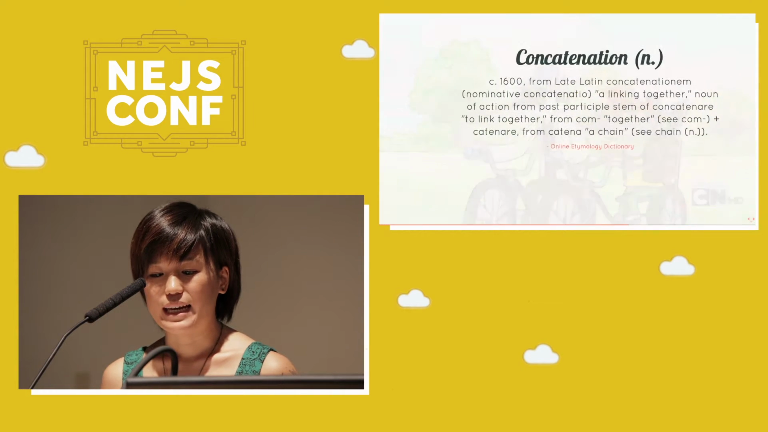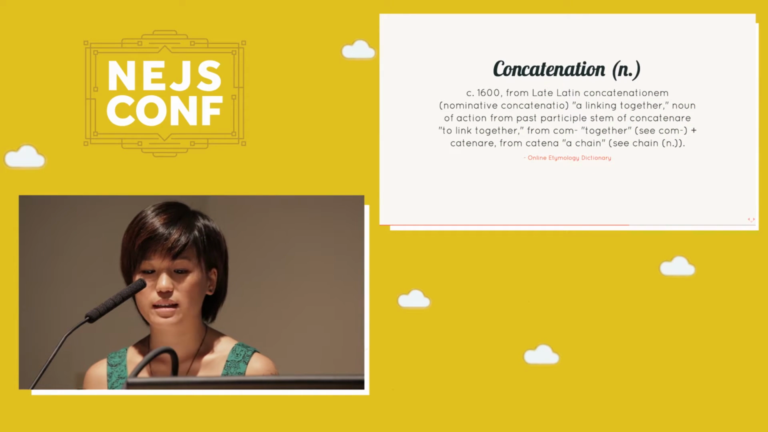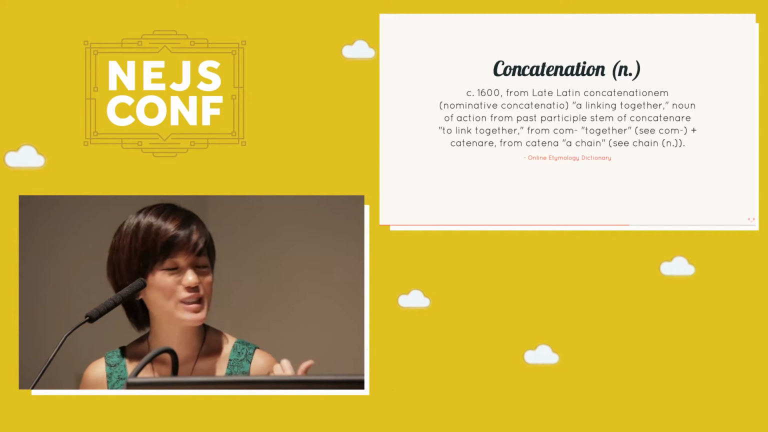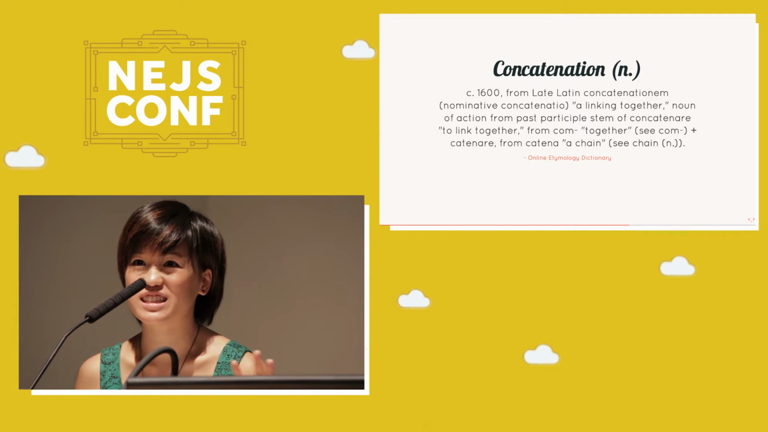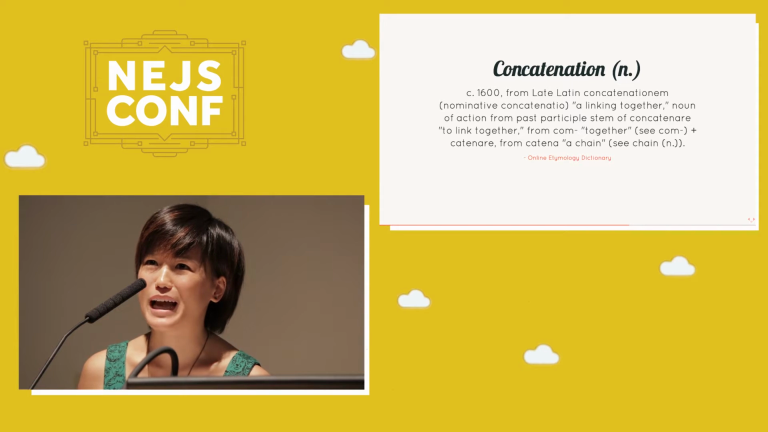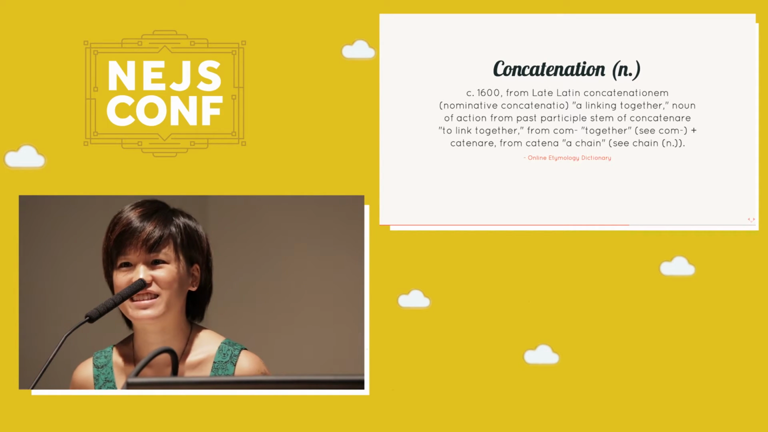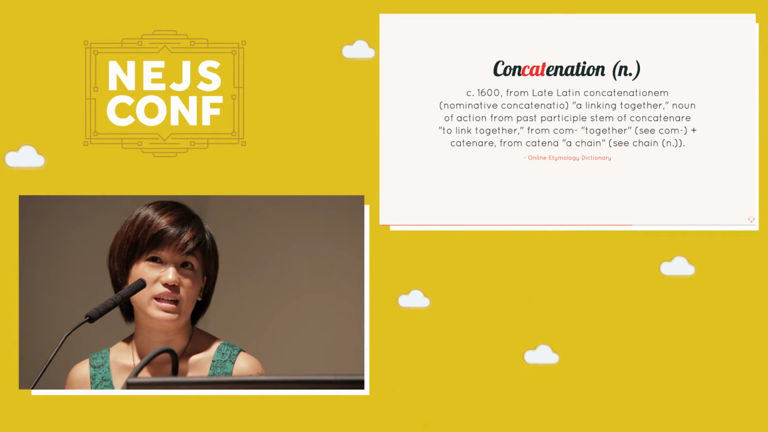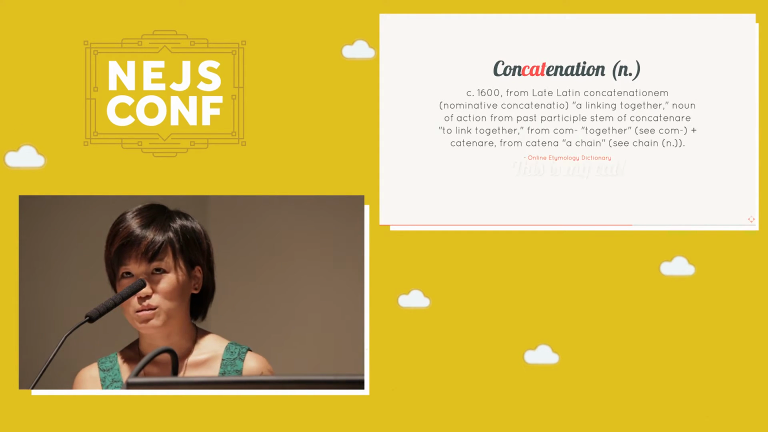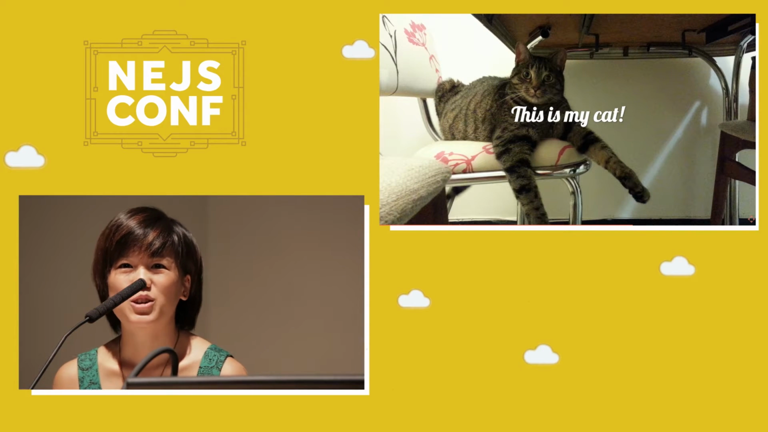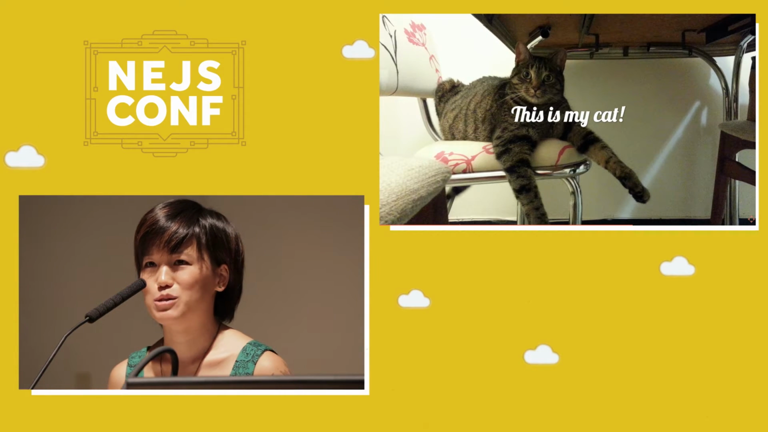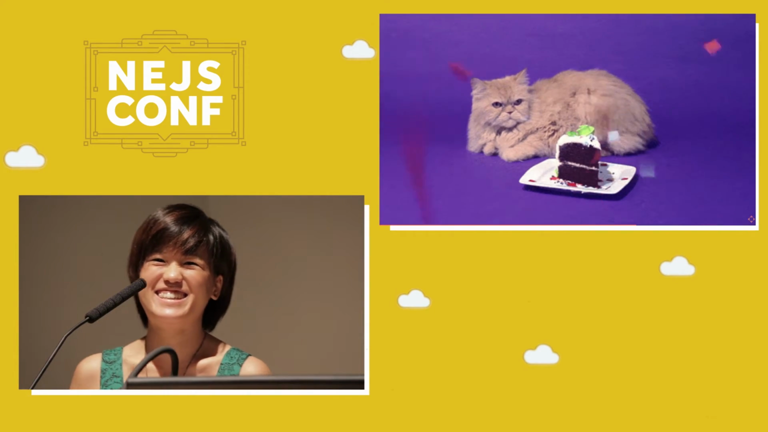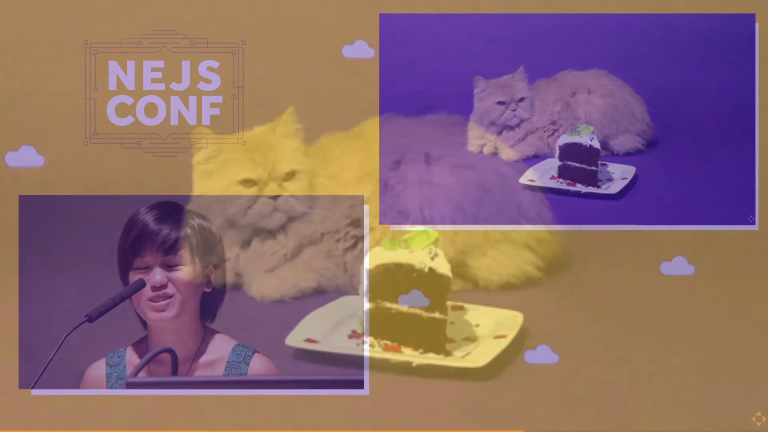Okay, next up is concatenation. Concatenation refers to a linking together or to link together a chain. And I was like, wait, whoa, this is from circa 1600, which means that we actually are using this definition correctly in computer science. Yes, finally. But the real reason I wanted to bring this word up is because it's got the word cat in it. And this is my cat. Normally I would say that it's his birthday, but actually tomorrow is my birthday. And here's a recursive cat.